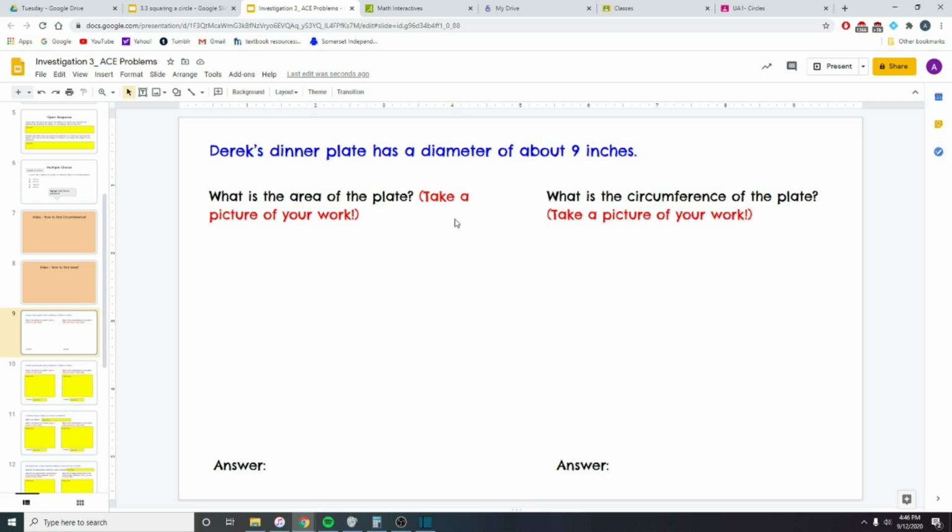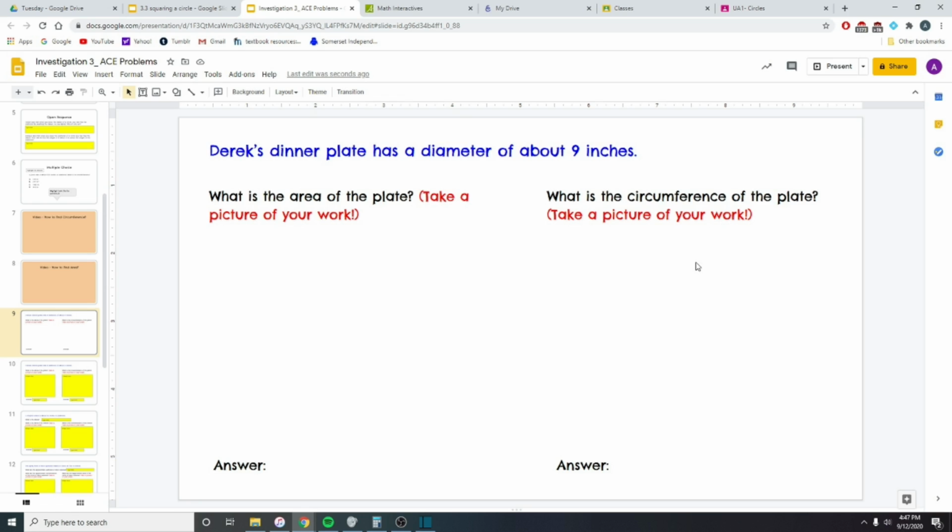So it says Derek's dinner plate has a diameter of 9 inches. And notice there's two problems. One of them says, what is the area of the plate? And the other said, what is the circumference of the plate? Now here's the thing. The circumference is actually so much easier than the area, so I'm gonna do that first.